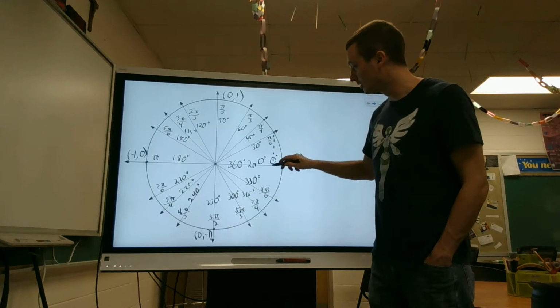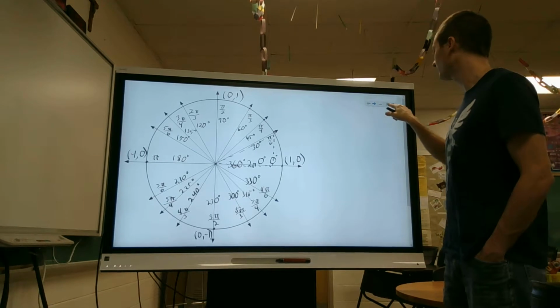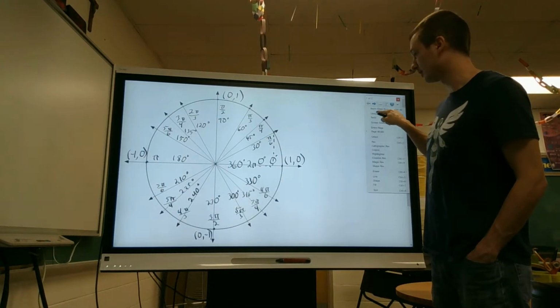So if I draw this triangle, that's a 30, 60, 90 triangle, and I don't want that drawn in there.